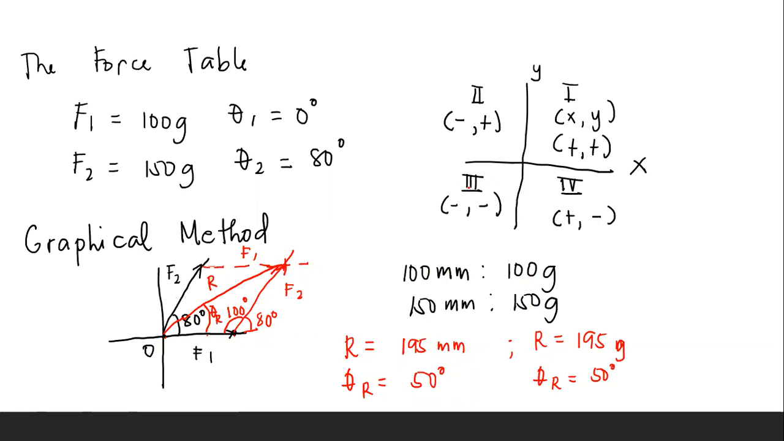Under the equilibrant, which is found under the fourth table, since your R is lying on the first quadrant, your equilibrant is lying on the third quadrant. Remember, according to the definition of equilibrant, it has the same magnitude as the resultant, but lies in the opposite direction. Therefore, the equilibrant is also equal to 195 grams, but lying in the opposite direction. Your theta R is 50 degrees. If this one is 50 degrees, of course, this one is also 50 degrees. 180 plus 50 is equal to 230 degrees.